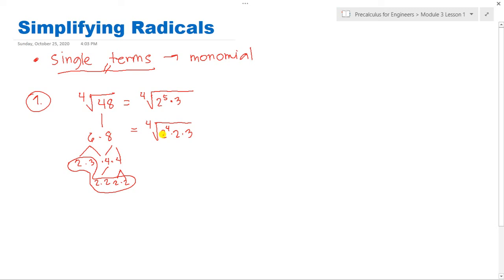So since 2 here has an exponent the same as our index, therefore we can extract 2 here. So extract natin sa labas. So we have here 2. Then what's left inside? So we now have fourth root of 2 times 3, 6. Now fourth root of 6 cannot be simplified anymore. Kasi yan na talaga, hindi na siya ma-extract yung 6, pinaka lowest na term na siya sa radical expression. So therefore this would be your final answer.